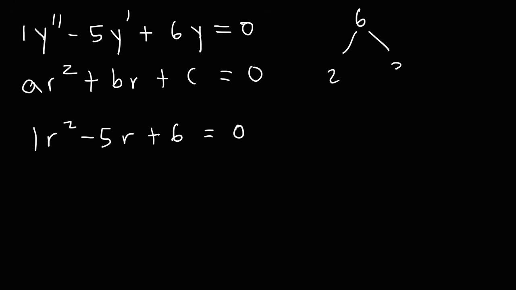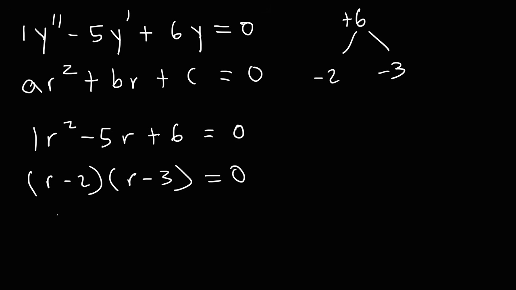So we know 2 times 3 is 6, but that adds up to positive 5. But negative 2 and negative 3 still multiply to positive 6, but add to negative 5. So we're going to write this as (r - 2)(r - 3). So we get two real solutions for r. So this is case 1.